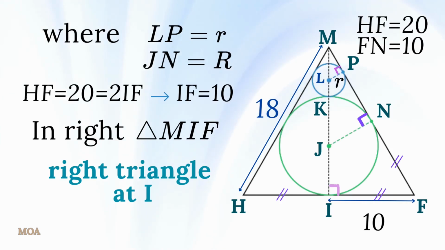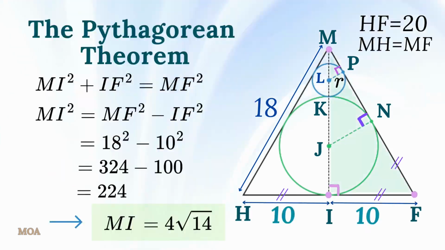Next, in right triangle MIF, right-angled at I, by applying the Pythagorean theorem, we write MI squared plus IF squared equals MF squared. Replacing MF with 18 and IF with 10, after rearranging and substituting, we obtain MI squared equals 224. This leads to MI equals 4 times the square root of 14.